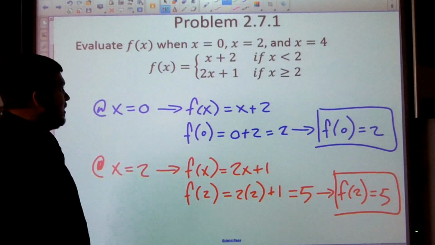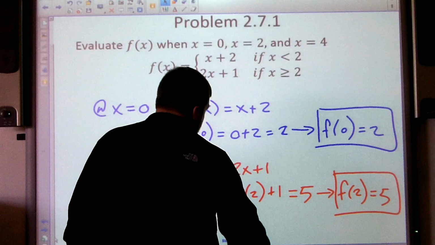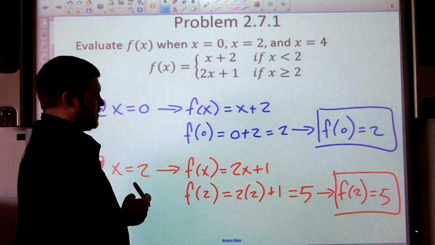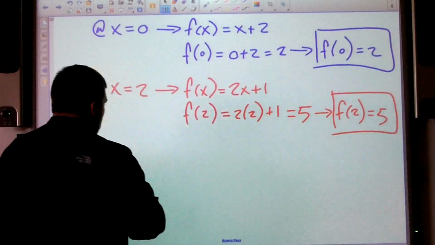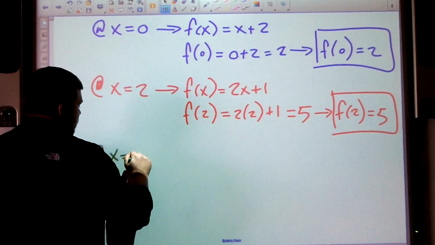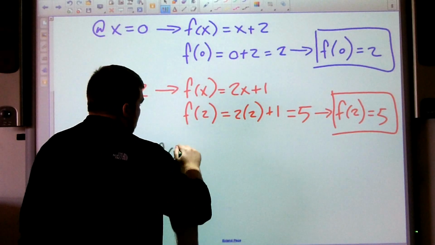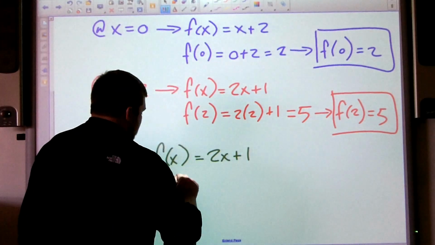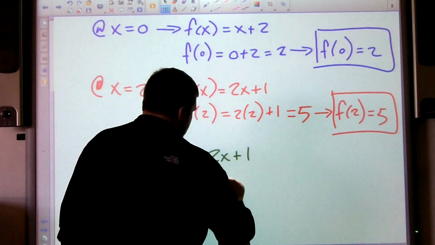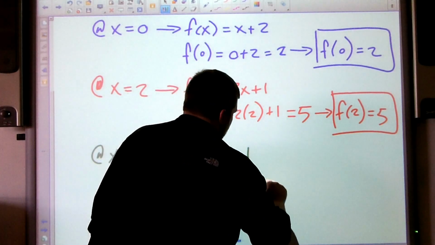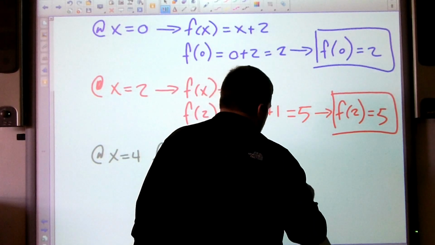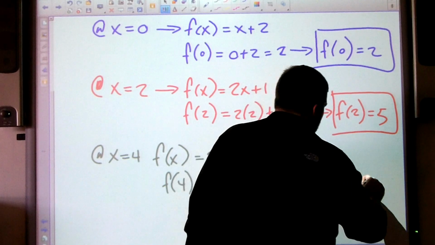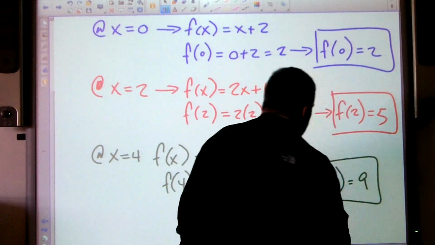Alright. And then finally, for the last one, we want to evaluate when x is 4. So the rule for when x is bigger than 2 is still 2x plus 1. So at x equals 4, f of x is equal to 2x plus 1. So I'm looking for f of 4 now. So 2 times 4 plus 1 is equal to 9. So f of 4 is equal to 9. And that's it.